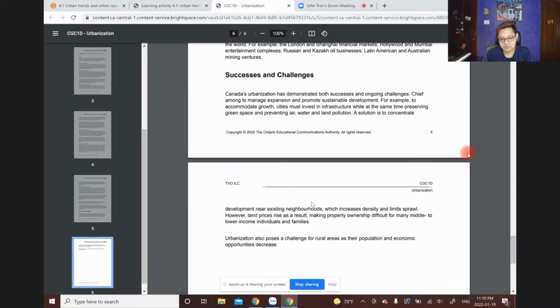However, land prices rise as a result, making property ownership difficult for many middle to lower income individuals and families. Urbanization also poses a challenge for rural areas, as their population and economic opportunity decrease.